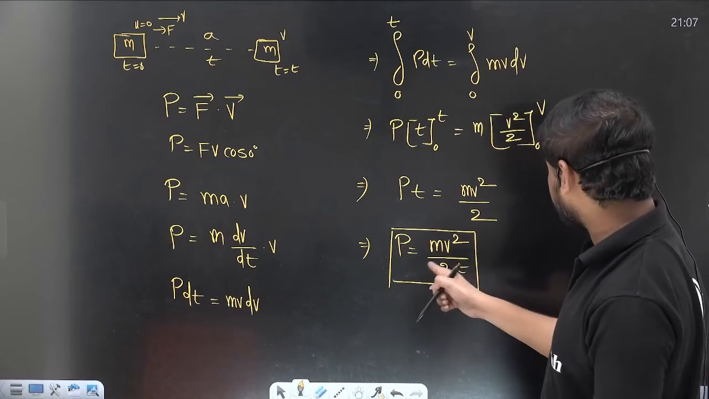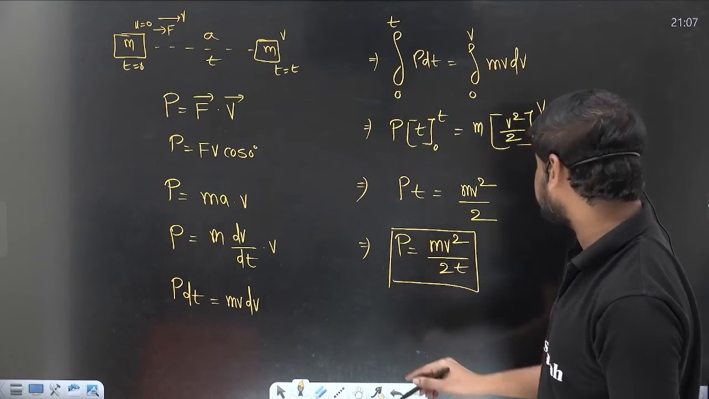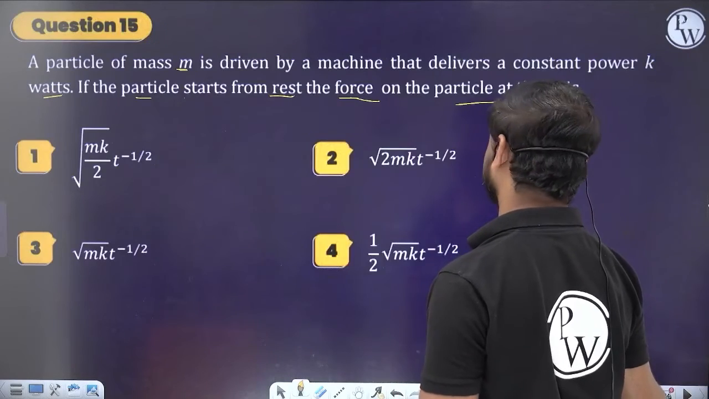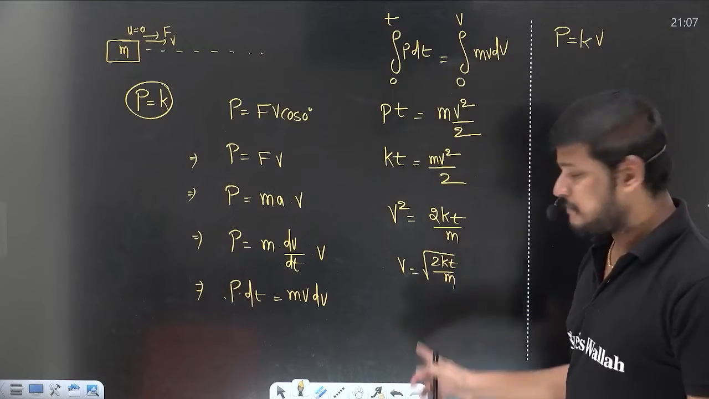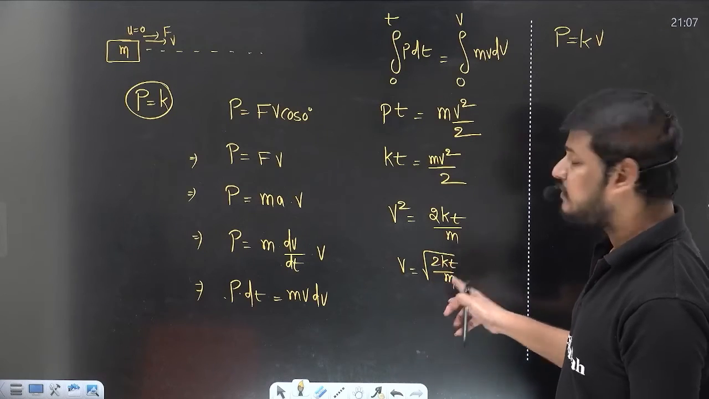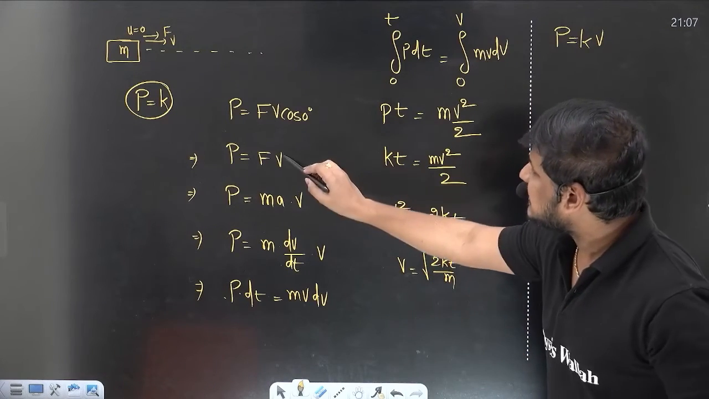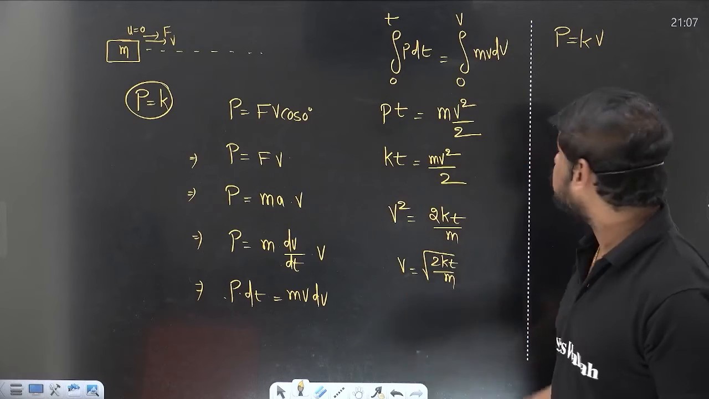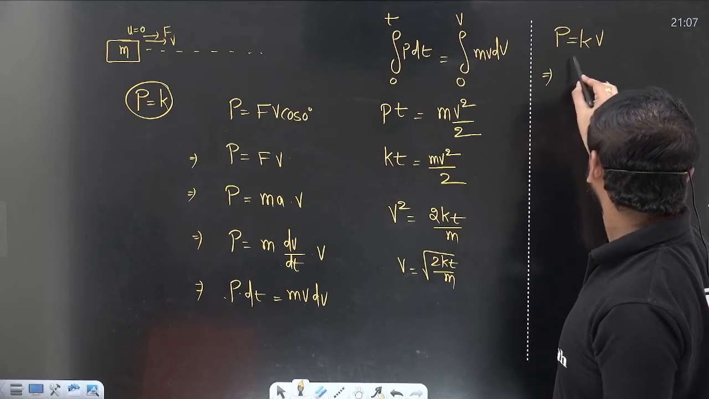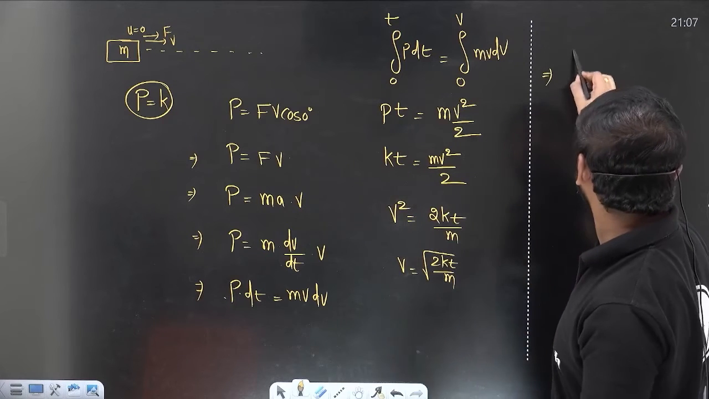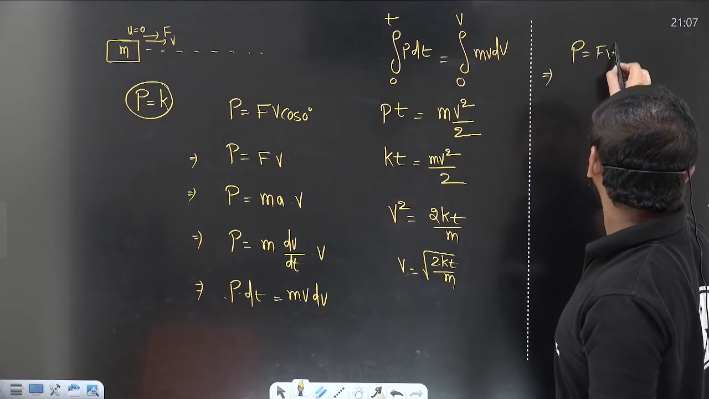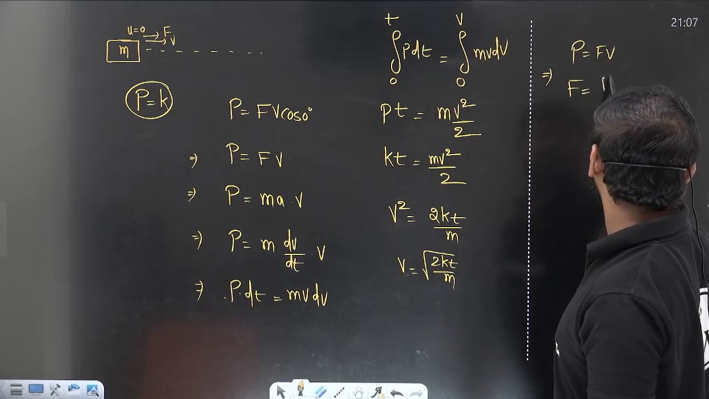Sorry, I got the velocity in terms of power, so root over 2 k t by m. Now what I am doing is, again I am using the same expression, P is equal to Fv, right? So from here, I need the force. Force is equal to P by v.